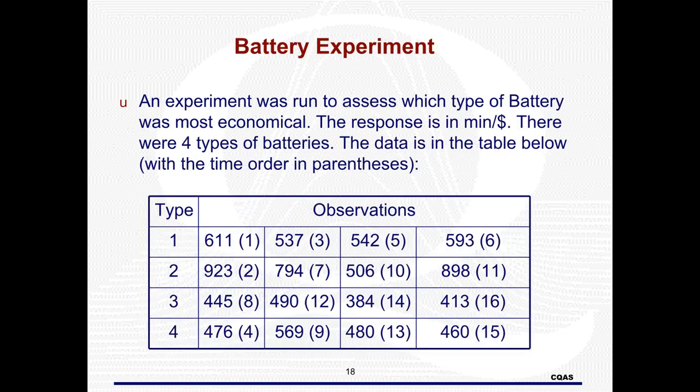This example will anchor the rest of the discussion. We have 4 battery types, multiple observations, and a time order. This gives us a perfect case study for outliers, independence, and variance issues.